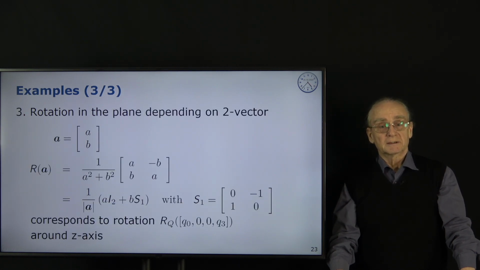I want to make a third example, which goes back into the plane. In the plane, we said the rotation is represented by one angle.